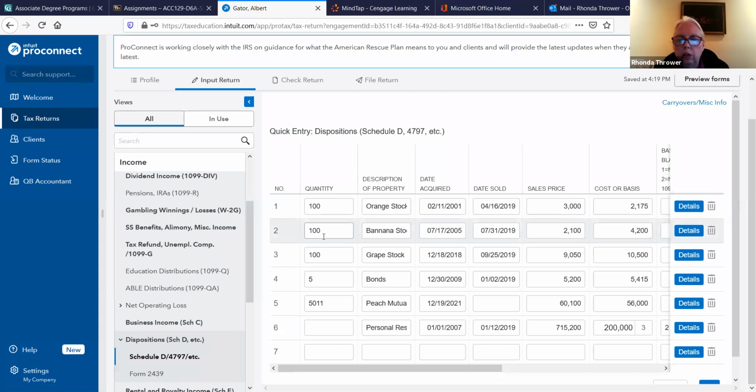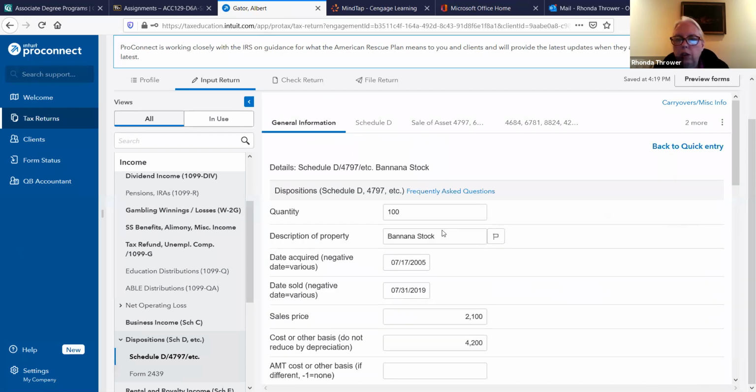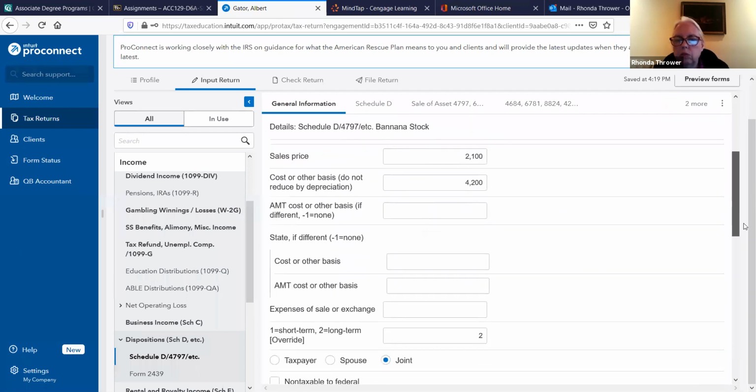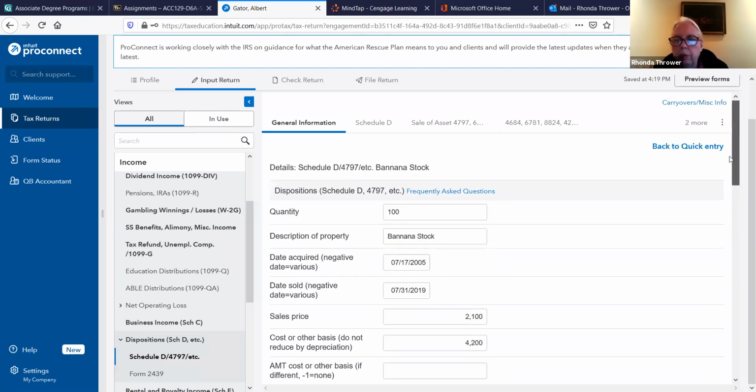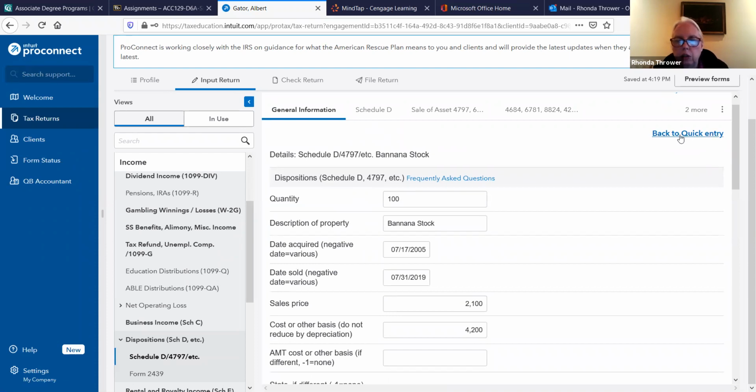So I'm going to go back to ProConnect, you would enter in the number of shares. I put the stock that we owned here, the date acquired, the date sold, the sales price that was given, and the cost. And be sure you click on details. And on details where this expands out, make sure you select 2 down here. If you don't, then it will make your form wrong. So we don't want you to do that. Again, to get back out of here, you got to go back to where it says in blue, back to quick entry.